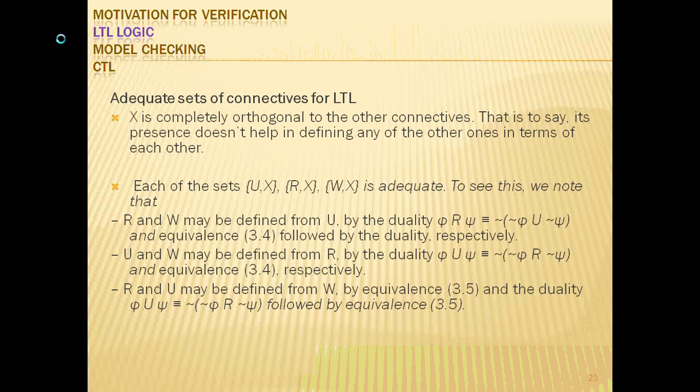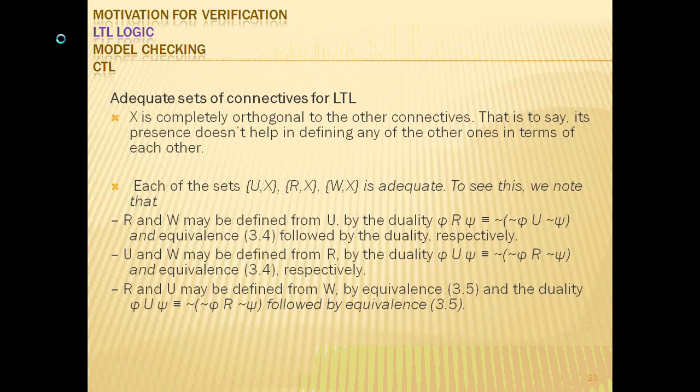Now let's see adequate sets of connectives for LTL. Set true, and, and negation forms an adequate set of connectives, since the other connectives, or and implies, can be written in terms of these three. Now X is completely orthogonal to the other connectives. That means it doesn't help in defining any of the other ones in terms of each other.